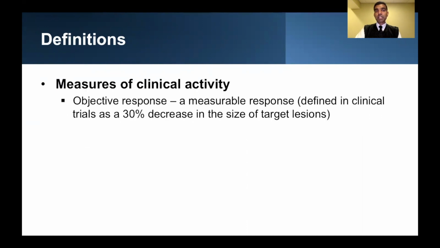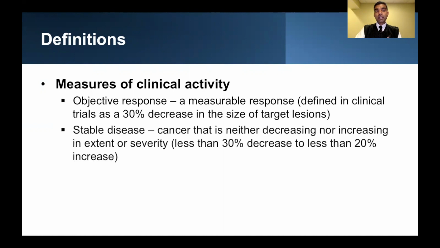Now, in terms of measures of clinical activity, this is again very important. An objective response is defined as a measurable response. So how do you quantify this? In clinical trials, it is defined as a 30% decrease in the size of what are considered target lesions. If the decrease in size is less than 30% and the tumor has not grown by more than 20%, we call that stable disease.